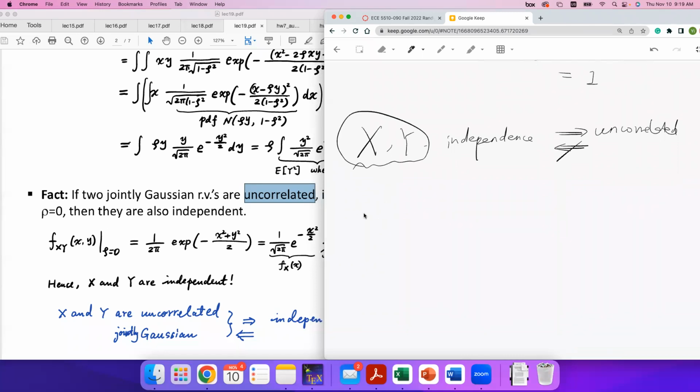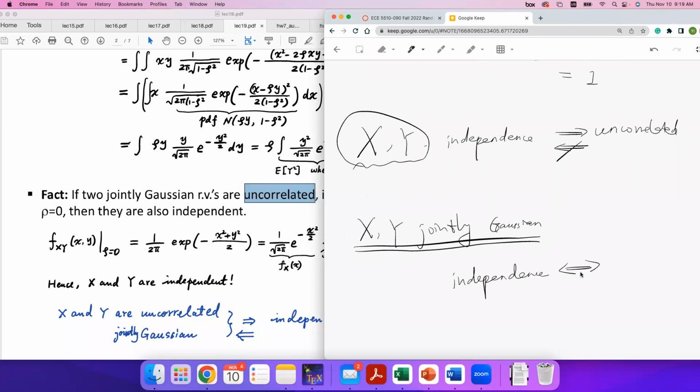Right? But if X, Y are joint Gaussian, if we have this restriction, they are not arbitrary pairs of random variables, but they are joint Gaussian, then independence is equivalent to uncorrelated. Now put it the other way, if they are joint Gaussian, then we just need to show that they are uncorrelated in order to claim the independence.